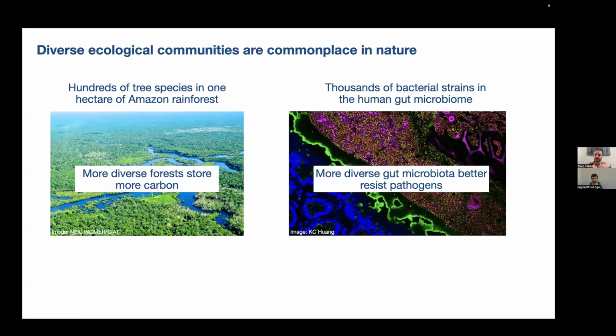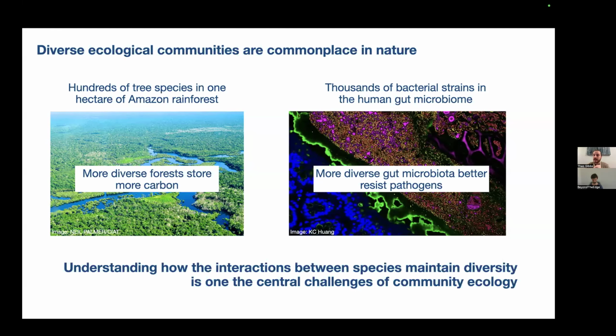Diversity, and the importance of diversity for the performance of these ecosystem functions, have made understanding how this diversity comes about one of the really central challenges in quantitative community ecology. So we'd like to understand the diversity for its own sake, but also because the diversity is key to these important processes.